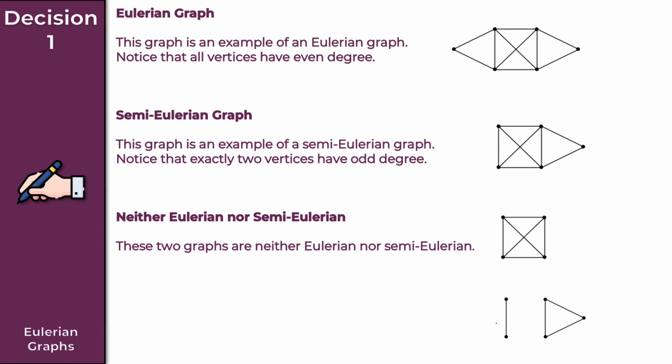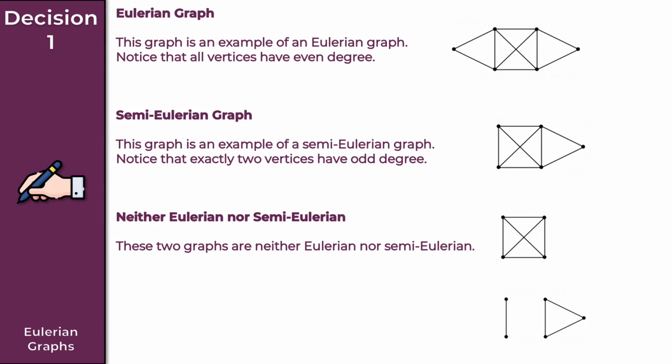For the final example, this is again neither Eulerian nor semi-Eulerian, and the reason is that this graph is not connected. Again, it would be impossible to draw this graph without removing your pen from the paper or repeating an edge. So there we have it, an introduction to Eulerian graphs.